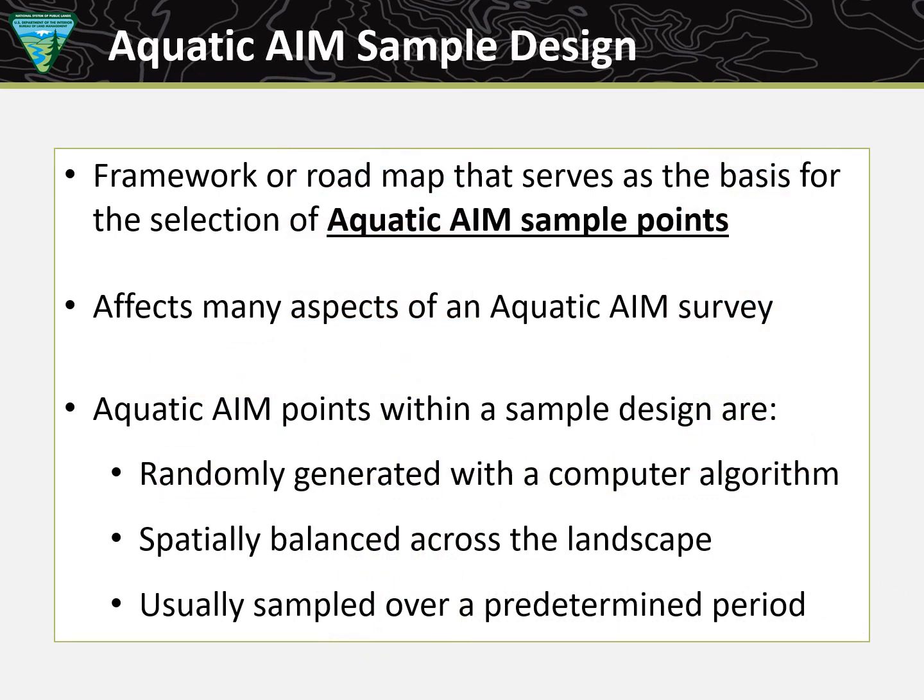An Aquatic AIM sample design is a framework or roadmap that serves as the basis for the selection of Aquatic AIM sample points and affects many other important aspects of a survey as well. Aquatic AIM sample points are designated as either targeted or random. Random points are generated with a computer algorithm to be spatially balanced across the landscape and are usually sampled over a predetermined period of years.